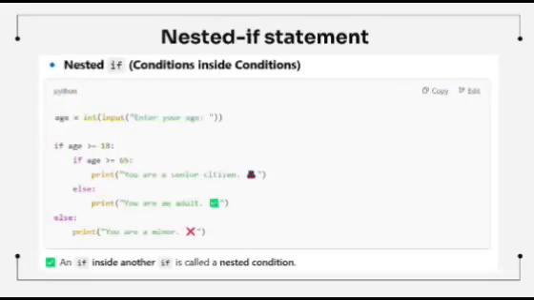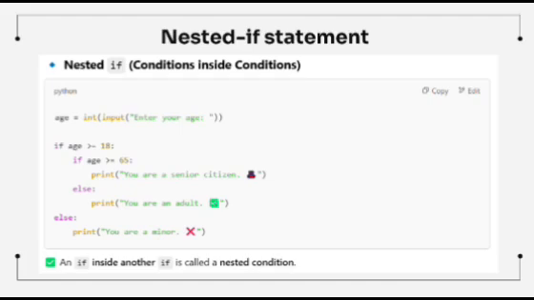Conditions inside conditions. So let's have a look at it. If age is greater than or equal to 18, then if age is greater than or equal to 65, you are a senior citizen. Else, you are an adult. Else, you are a minor.